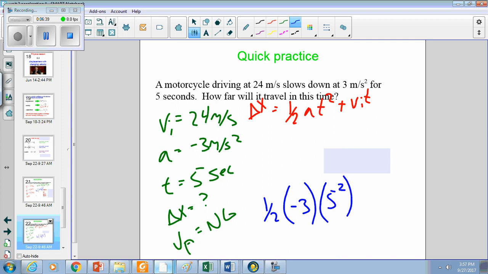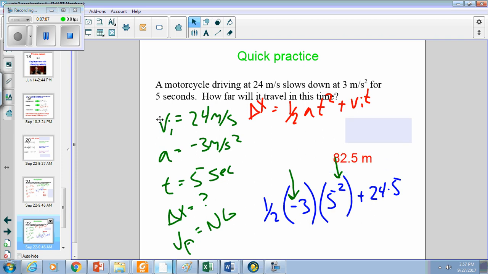Be careful. A lot of kids, a lot of students, a lot of adults forget to use the square. It has to include the square. Plus velocity initial, which is 24, times the time, which is 5. Now, another thing to make sure is don't forget the negative sign. So the square is important to remember, but so is the negative sign. If you forget the negative sign, you're going to end up with a bigger number than the answer, and the answer should be 82.5 meters. So that's how far down the ramp we should get.